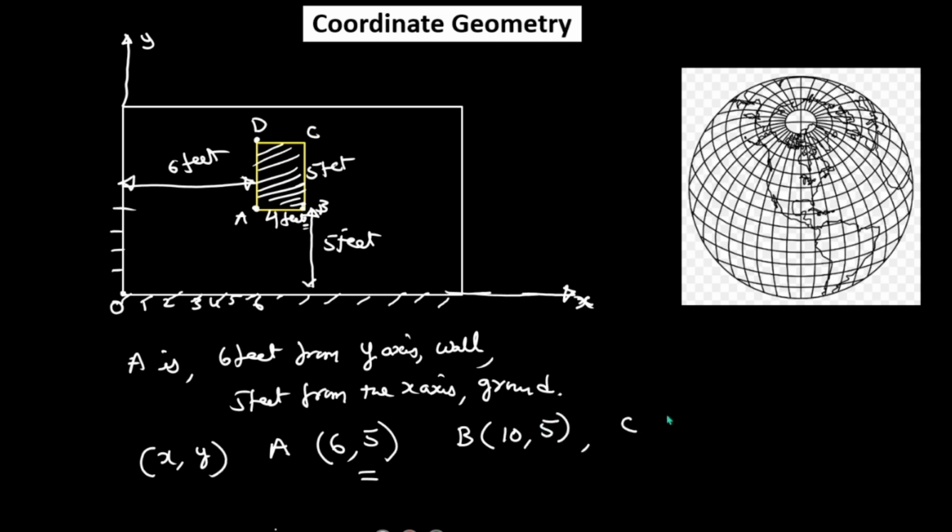When you come to the C point, again first we need to write the x, right? X is the 6 feet plus 4 feet, totally 10 feet, comma, and y has also increased now. Here it is 5 plus 5, totally 10, right? C is 10, 10. How do you write the D point? X is 6 feet, and y is the sum of this 5 feet and this 5 feet, right? Y is 10. So this is how you locate the points.